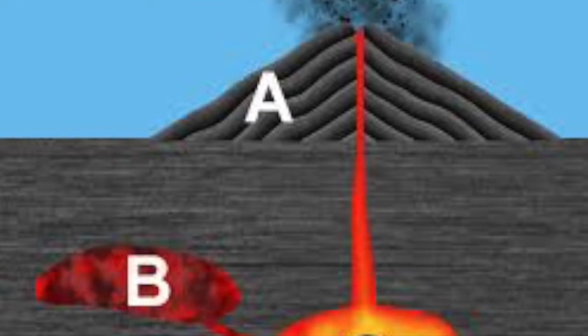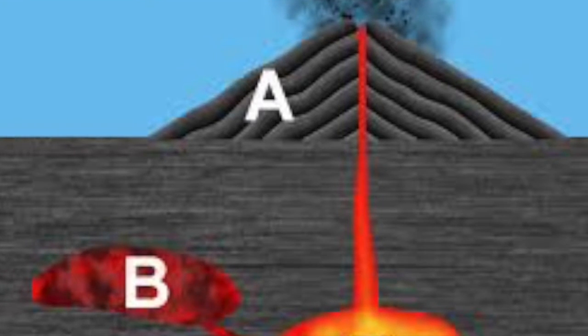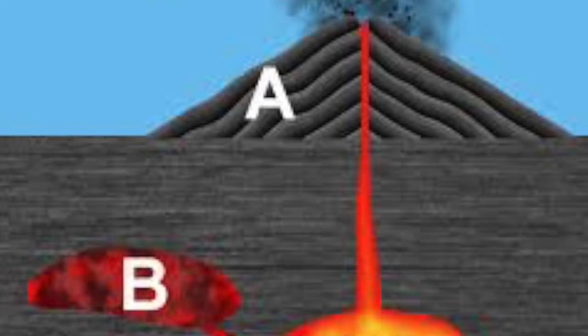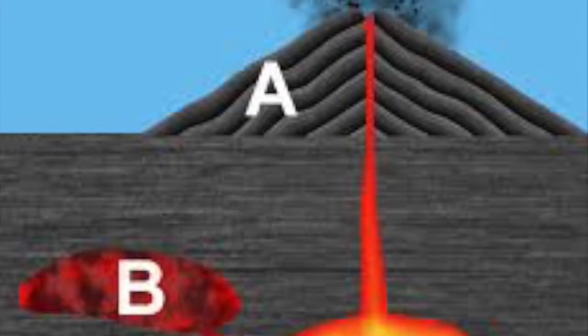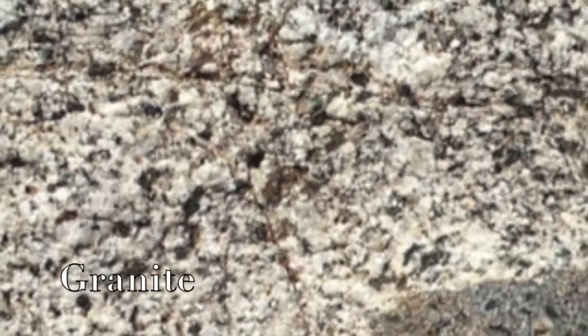Phaneritic rocks usually form intrusively or beneath Earth's surface, like at point B, and cool very slowly. This slow cooling allows crystals to grow large enough to see them without the help of a microscope. Granite is an example of an intrusive rock that has a phaneritic texture.